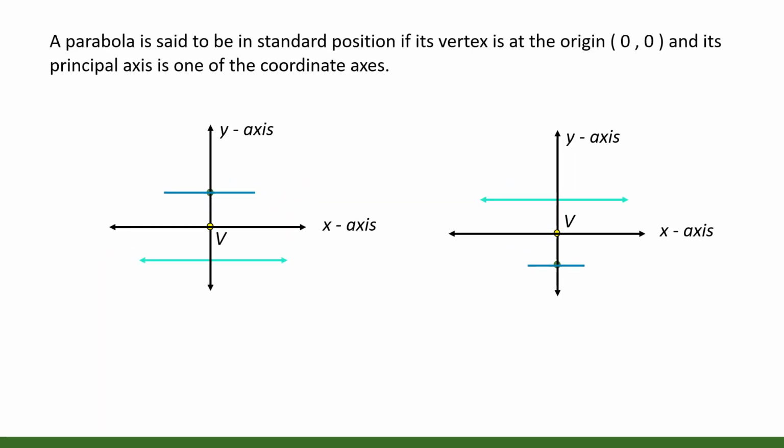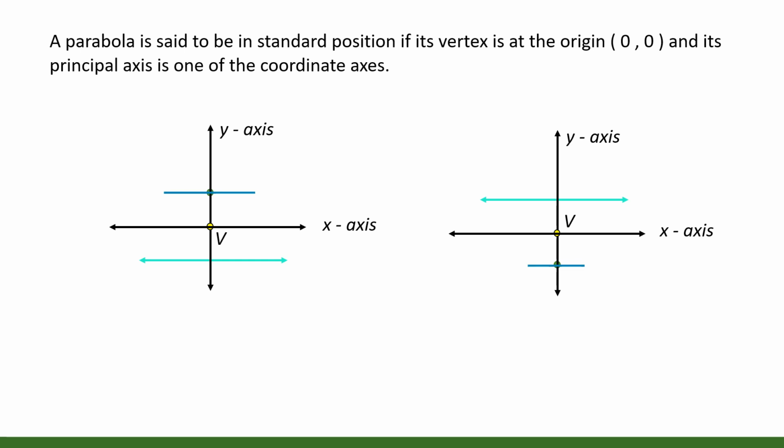A parabola is said to be in standard position if its vertex is at the origin, (0, 0), and its principal axis is one of the coordinate axes. If you notice, we have two axes here, the x-axis and the y-axis. Of course, the horizontal one is the x-axis and the vertical line is the y-axis. And if you notice too, the vertex is located at the intersection of the two axes. As we said, its vertex should be at the origin for us to have a standard position of a parabola.